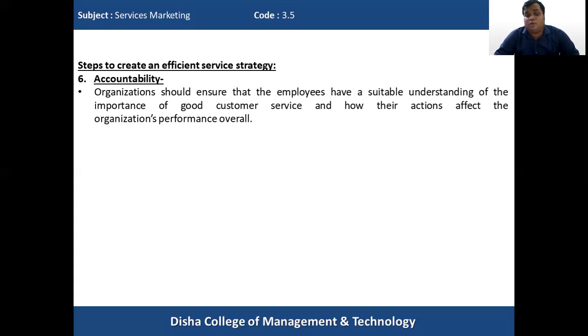They will not be able to give proper customer service. And when proper customer service is not given, what happens? These actions of the employees undermine the organization's performance. So they should understand that all the actions done by these frontline employees affect the organization's performance. Once they understand this, they will be interested in providing good customer service to the customers, and in seeing that the customers are satisfied.